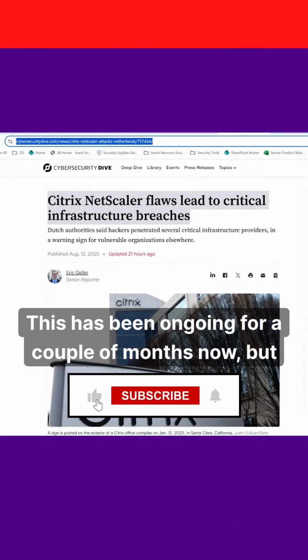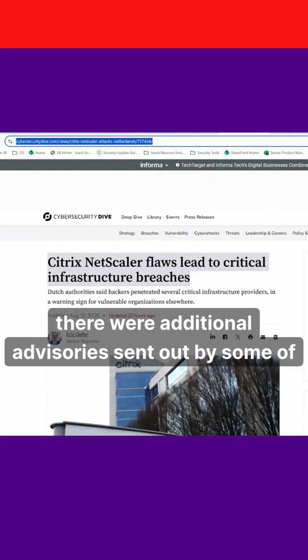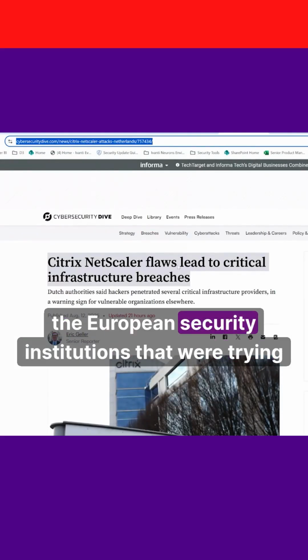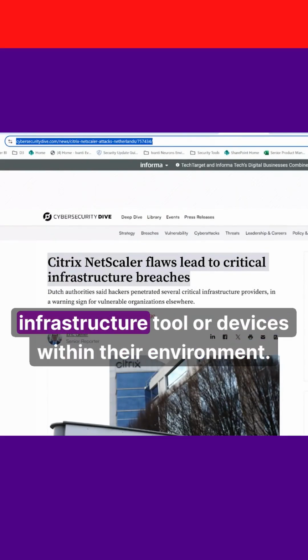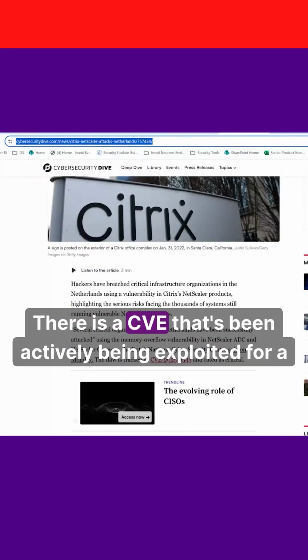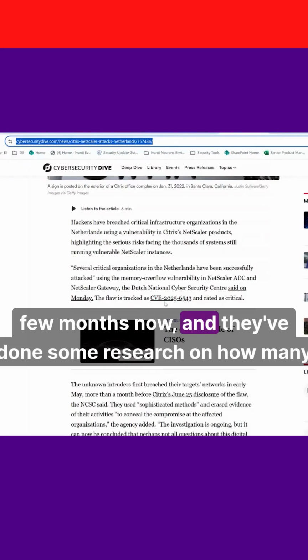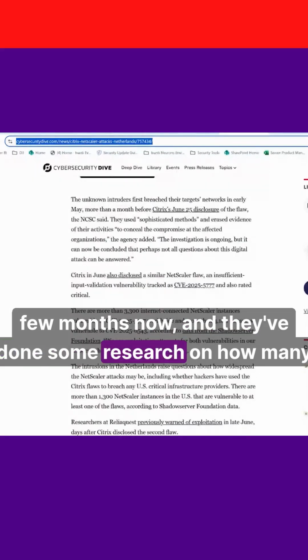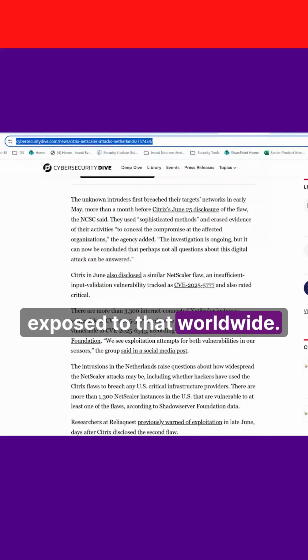This has been ongoing for a couple of months now, but there were additional advisories sent out by some of the European security institutions that were trying to recommend organizations update their NetScaler infrastructure tool or devices within their environment. There's a CVE that's been actively exploited for a few months now, and they've done some research on how many devices are still exposed to that worldwide.